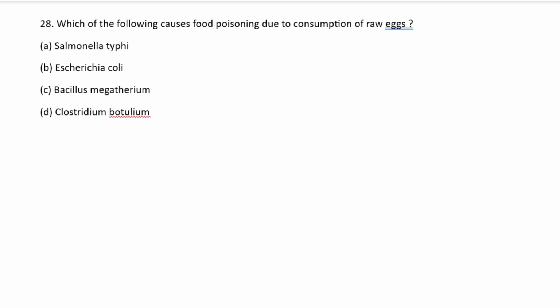Moving on to the next question, question number 28. Question number 28 says, which of the following causes food poisoning due to the consumption of raw eggs? So, the fresh eggs or raw eggs may contain a bacteria, that is Salmonella, which causes the food poisoning or illness. So, option A will be the right answer. Salmonella typhi causes the food poisoning due to the consumption of raw eggs. Now, moving on to question number 29.